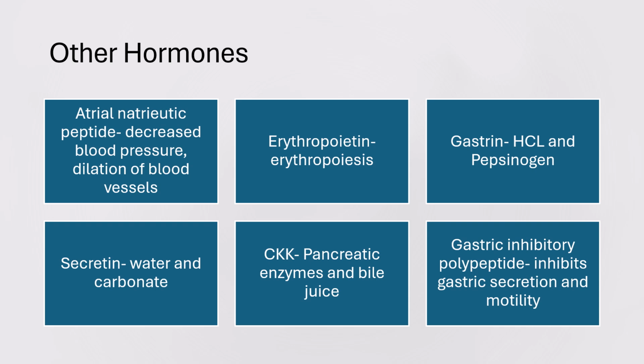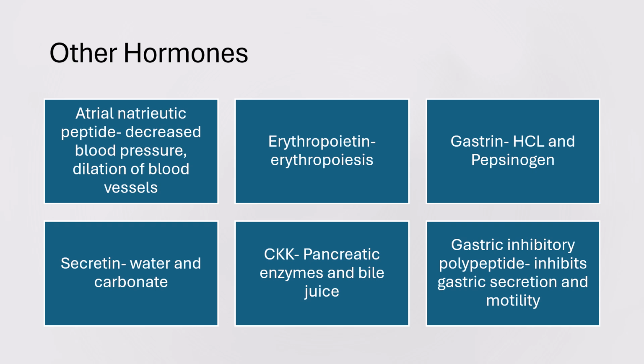Moving on to other hormones. The first one released by the heart is the atrial natriuretic peptide. This is involved in decreased blood pressure and dilation of blood vessels. For the kidney, there's erythropoietin, which is involved in a process called erythropoiesis. It helps form red blood cells, erythrocytes.